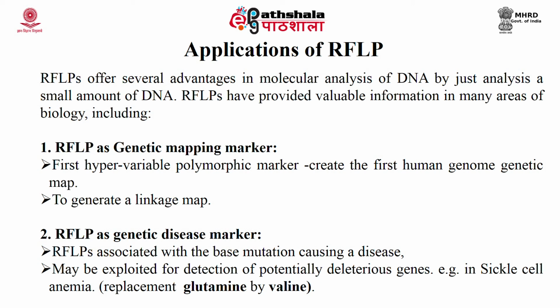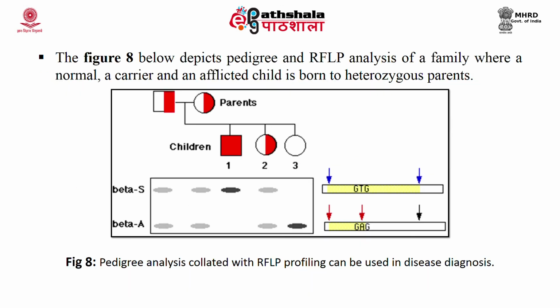RFLPs associated with a base mutation causing a disease may be exploited for detection of a potentially deleterious gene. For example, in sickle cell anemia, there is a substitution of the base adenine for thymine in codon 6 of the beta globin gene, resulting in the replacement of glutamic acid by valine. Figure 8 below depicts the pedigree and RFLP analysis of a family where a normal, a carrier and an afflicted child are born to heterozygous parents.